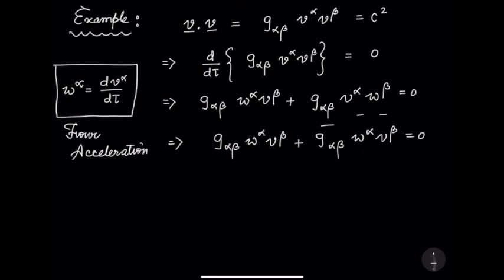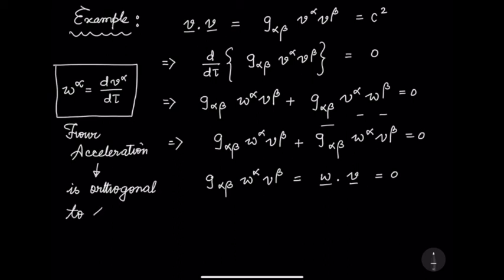So it is telling you that g alpha beta times w alpha v beta, which is nothing but the 4 acceleration dot product with the 4 velocity, is 0. So 4 acceleration is orthogonal to 4 velocity. So that's one nice example of orthogonal vectors.